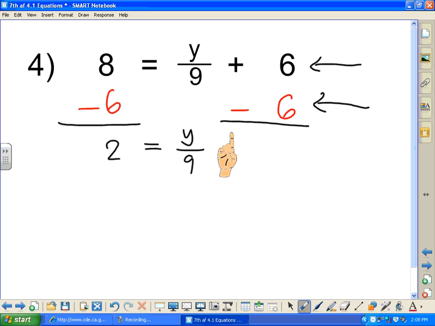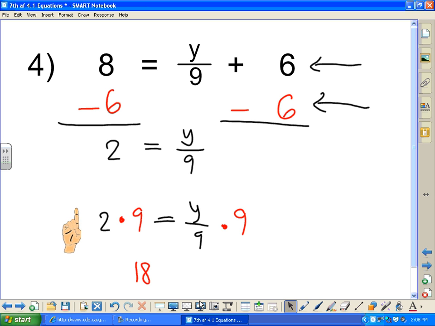How do I find y? Well, this operation here is dividing. What's the inverse of dividing? It's multiplying. So that's what we need to do. We need to multiply by what, though? We multiply by 9. And so whatever you do to one side, you do to the other. And you end up with 18 as my y, because the 9s divide out into a 1. And so my answer is 18 here.